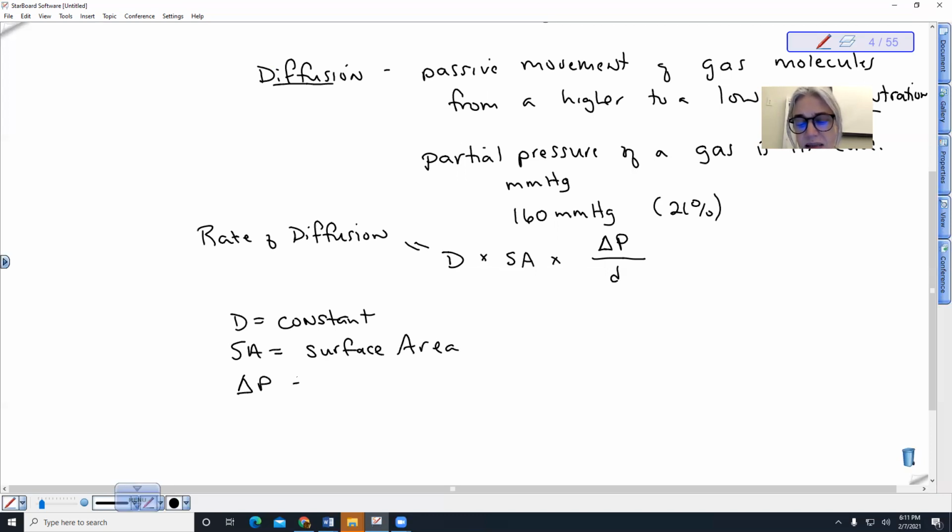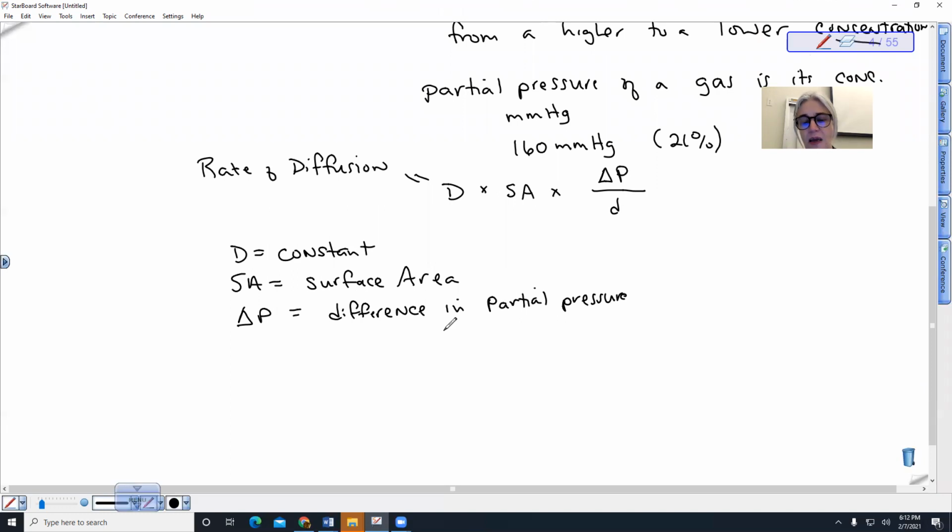The delta P is the difference in the partial pressures. It could be differences in the partial pressures of oxygen on one side of the membrane versus the other side of the membrane. That is really important because if that goes to zero, then diffusion doesn't happen. So if this increases, the rate of diffusion actually increases. Little d is the only one that has an inverse relationship. Little d is the distance over which diffusion must take place.